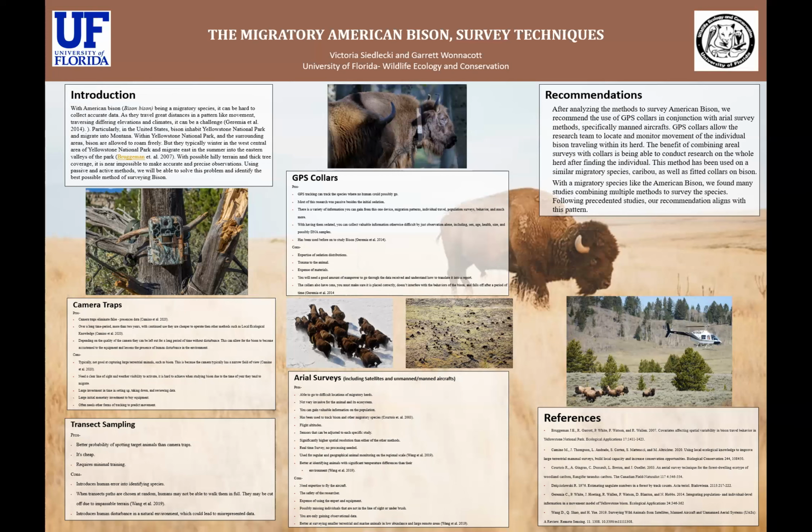It's been shown to be used in other similar migratory species like caribou, and we've seen fitted collars on bison before. So if you want to follow precedented studies, usually they use a combination of methods. So whether it's camera traps and aerial surveys or transects and camera traps, they usually use at least two methods. Since it's a migratory species, you got to cover a lot of ground. But we think the best combination would be GPS collars and aerial surveys.